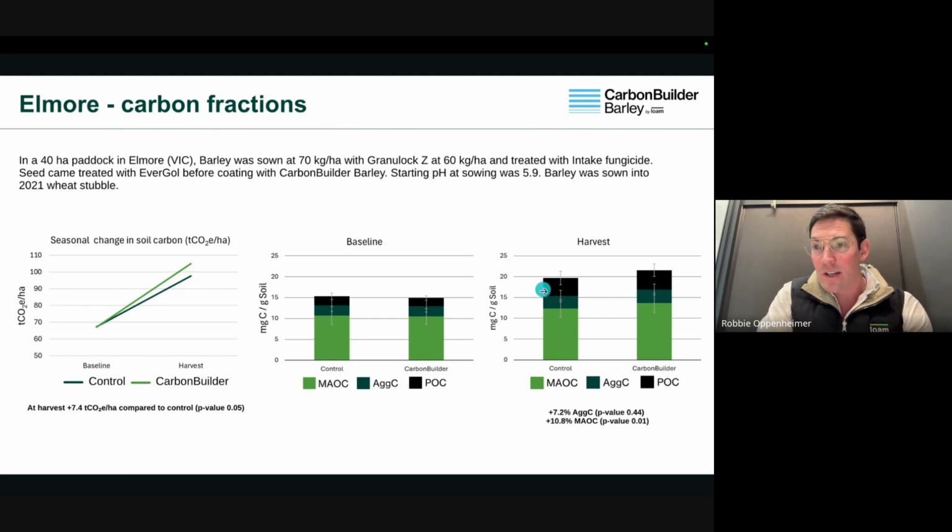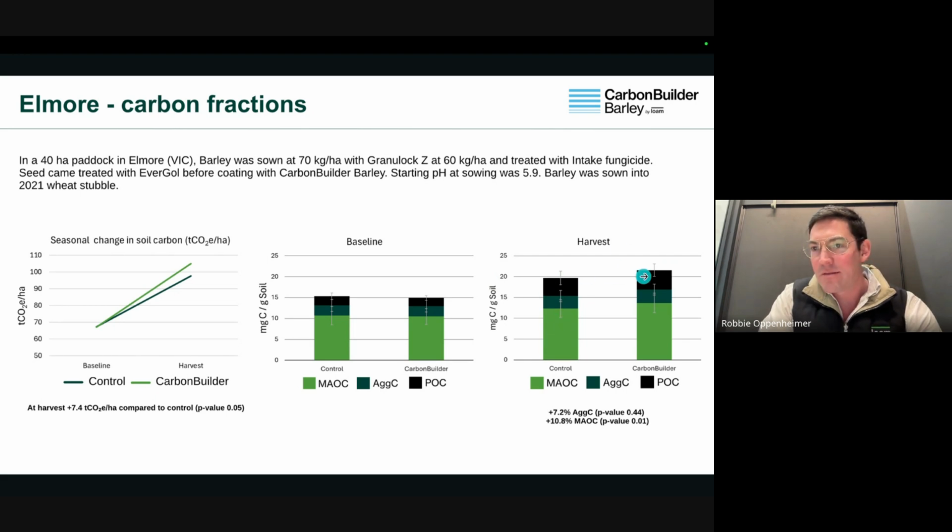And a lot of that change has come from the particulate organic carbon. And that makes sense because we've just grown a plant through that period. There's all of the plant biomass and the roots and the root exudates. That particulate organic carbon has doubled from sowing to harvest. However, it's doubled in both the uninoculated control and in the treated strips.